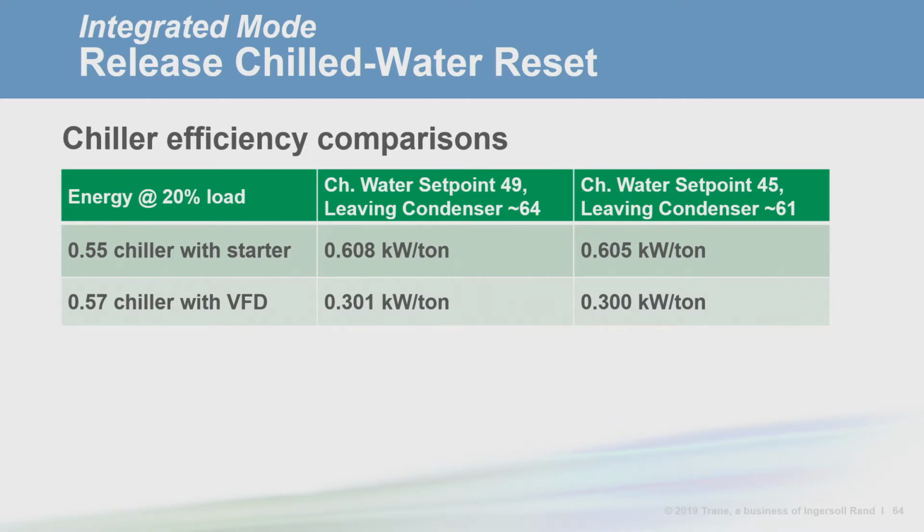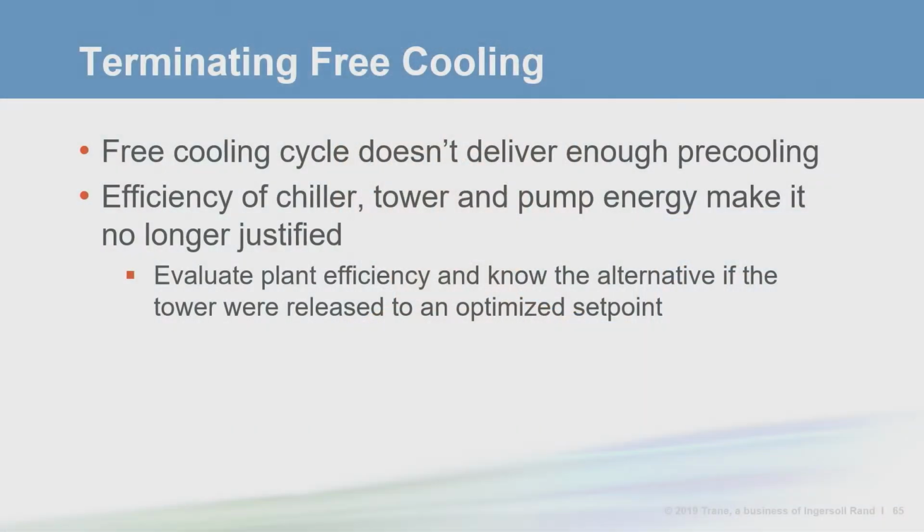Similarly, the variable speed chiller will create colder chilled water with the same amount of energy. A variable speed chiller is also a great idea for the first stage of mechanical cooling. Note, these values are for one point in time. They are not part load values. Bottom line, releasing chilled water reset saves energy and helps the water economizer pre-cool the water to the chiller. Now, when else should free cooling mode end? One method is when not enough pre-cooling to the chiller is happening.